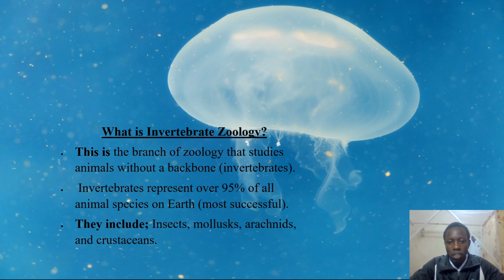These organisms are mostly successful. You'll realize that they have a characteristic that enables them to be more successful in the ecosystem as compared to more complex organisms. We shall discuss them as we continue in detail and see what are these features that make them more successful in the ecosystem. Let us look at their examples. These organisms include insects, which are arthropods, the mollusks, arachnids, and crustaceans. We shall discuss.